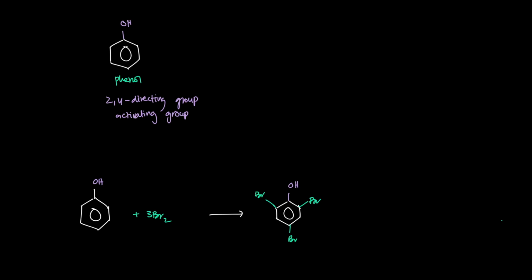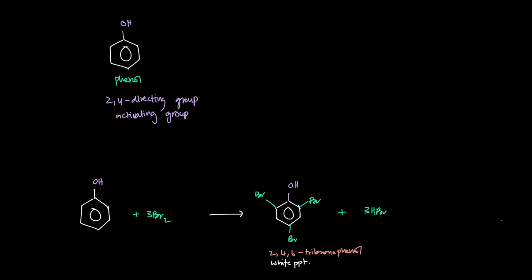Again, because the ring is so much more reactive towards electrophiles, this reaction can happen at room temperature in the absence of a catalyst. And what you end up forming as a byproduct is 3 moles of HBr. Now the product over here is called 2,4,6 tribromophenol. Obviously the main functional group is phenol, so that's given carbon number 1, and then you have bromine on carbon 2, carbon 4, and carbon 6. So the product of this reaction is 2,4,6 tribromophenol, and this is a white precipitate.